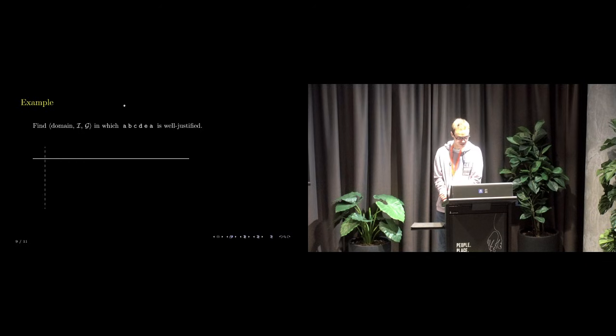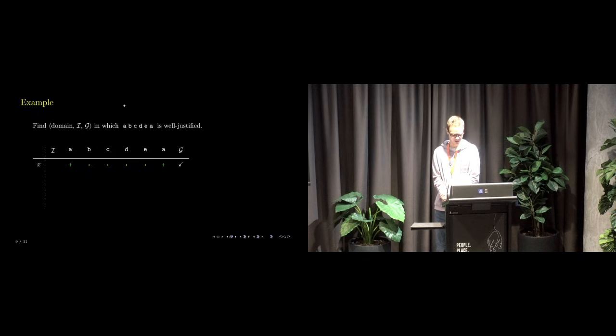An example: find a domain in which this plan is well justified. Okay, you need to start somewhere. Maybe there's an action added by A, and then you could start building the domain like this.